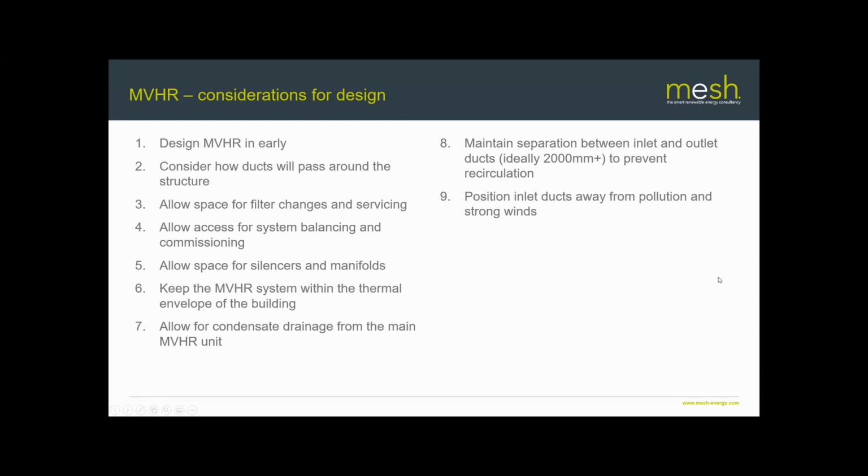And to position the inlet ducts away from pollution and strong winds. So we had a project quite recently where the house we were dealing with had an industrial building next to it, where they did a lot of paint spraying. And so what we did is we put the MVHR units on the other side of the building from where the paint spraying was taking place, and that meant that we could then take fresh air in from as far away as possible from the paint booth, so you didn't get the smell of paint in the house at any point. So that's quite an interesting one.